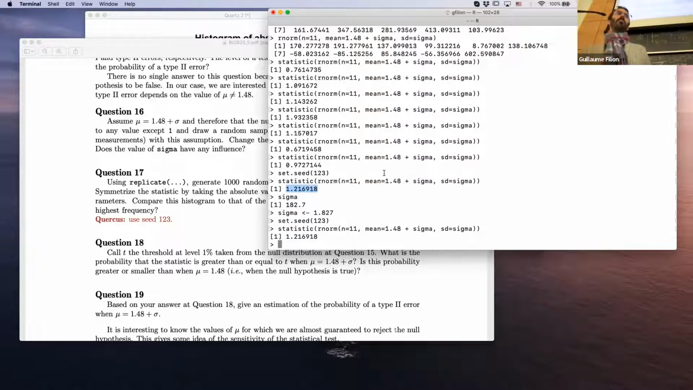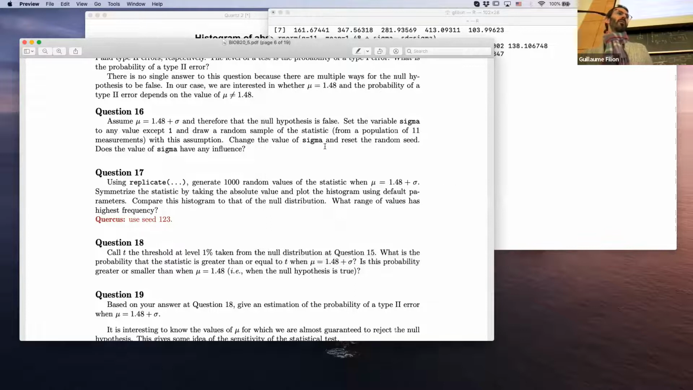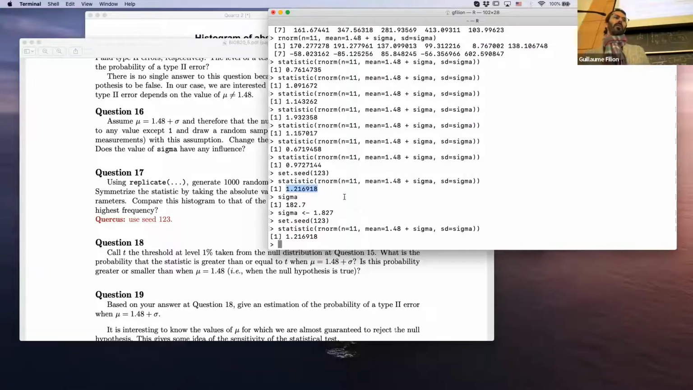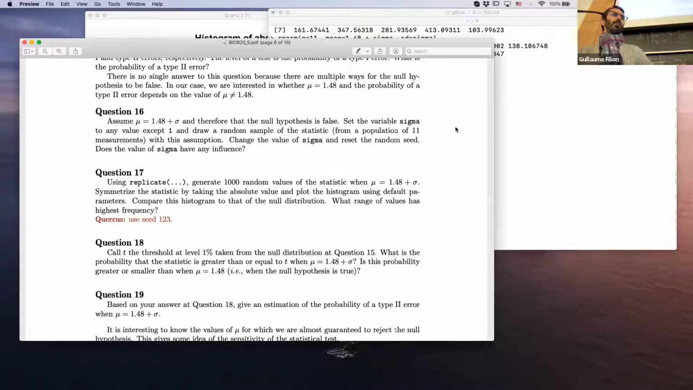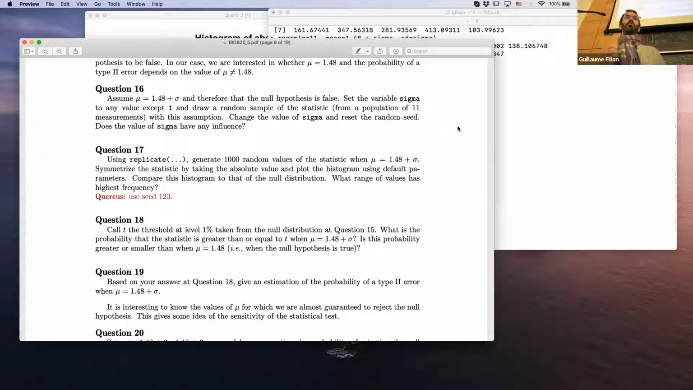Okay, so basically my null hypothesis here is false, but it doesn't matter what value of sigma is the true one. The distribution that I'm going to draw does not depend on sigma again. So that will allow me to make a distribution of the statistic when the null hypothesis is false in that specific way. That mu is 1.48 plus sigma. So I'm going to make a distribution of that in this particular case. And again, I arranged myself so that it doesn't matter what sigma is, the result will always be the same.